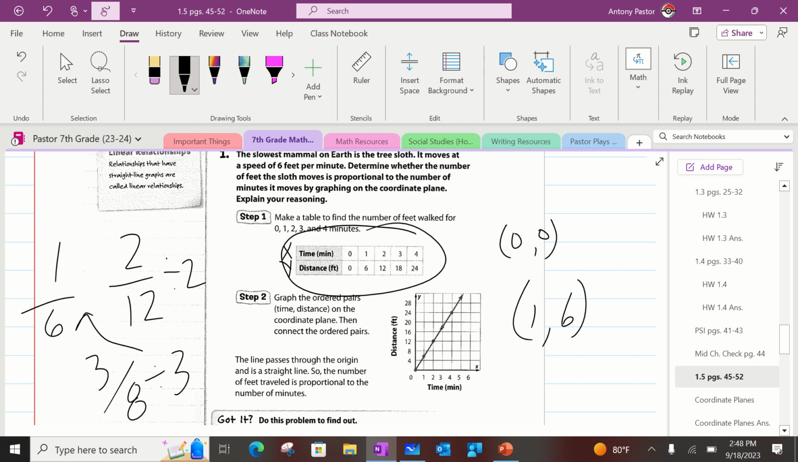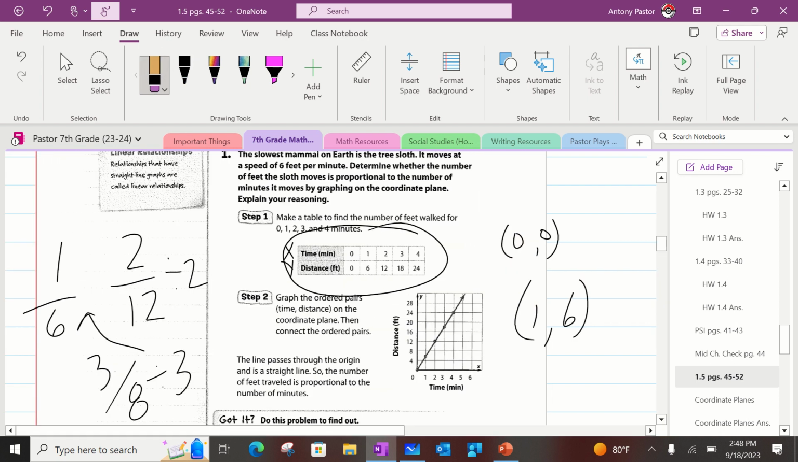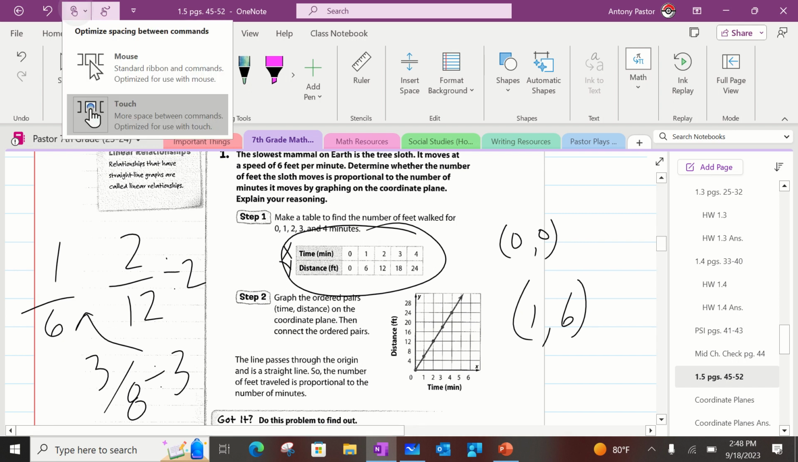And you'll notice that when I graph it, it goes through 0, 0, and it'll go in a straight line. This is a good way to tell if they are proportional or not. It will cross through the origin point, and it will be a straight line. If it does not make a straight line and go through the origin point, these are not proportional.